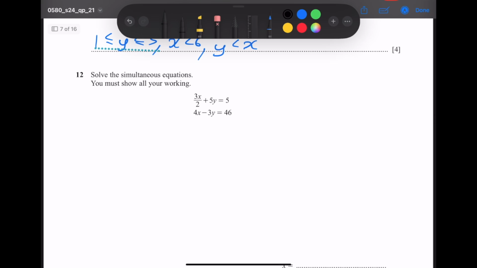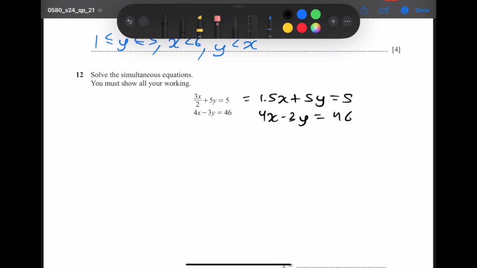Now, the question tells us to solve the simultaneous equations and you must show all your working. Since the question did not ask for a specific method like elimination or substitution, we can use whatever method we want to solve this equation. So in this case, I'll just rewrite it as a decimal to make it simpler: 1.5x plus 5y is equal to 5, and 4x minus 3y is equal to 46.